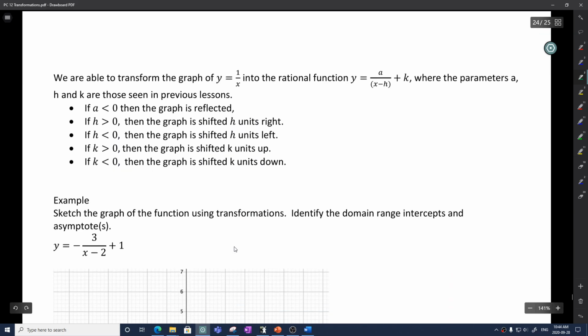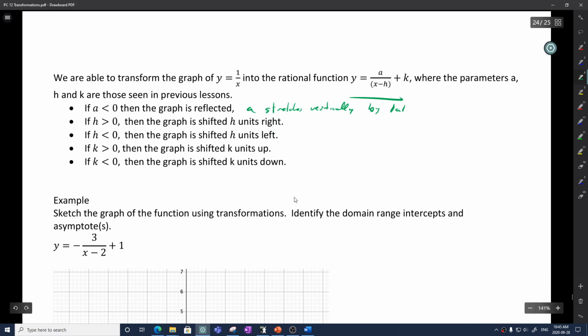All right, generally speaking, we can transform the graph y is equal to 1 over x into a rational function y is equal to a divided by x minus h plus k, where the parameters a, h, and k are those seen in previous lessons. So if a is negative, we reflect. Notice that there's no b here. a stretches vertically by the absolute value of a, too. So we have to be careful of that. So a can be found up top. h and k, this is all good.